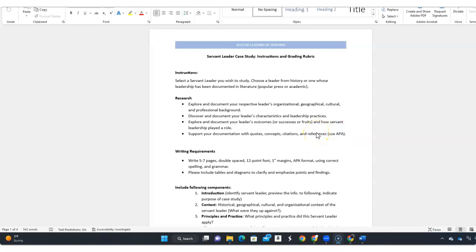Instructions for your servant leader case study. Okay, I'm going to walk you through verbal expectations, and then I'm going to show you some examples of things I'd like you to incorporate in your paper.